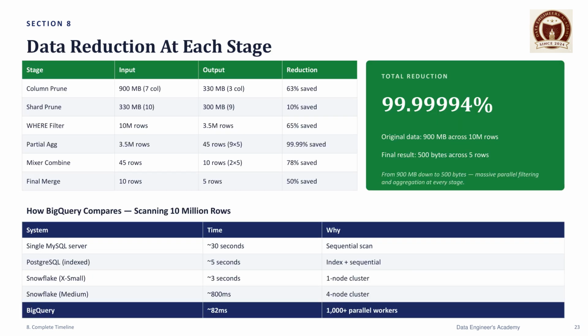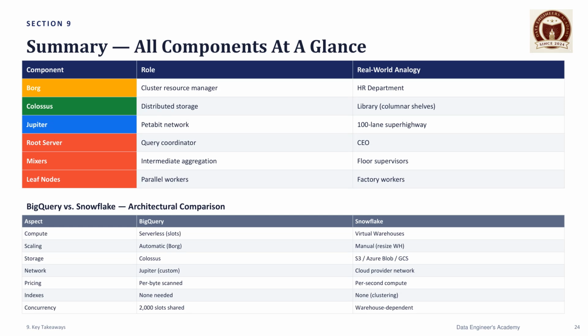This chart shows the massive data reduction at each stage. Through column pruning, shard pruning, and multi-stage aggregation, BigQuery reduces 900 megabytes of raw data down to just 500 bytes of output. Section 9 brings us to our key takeaways.